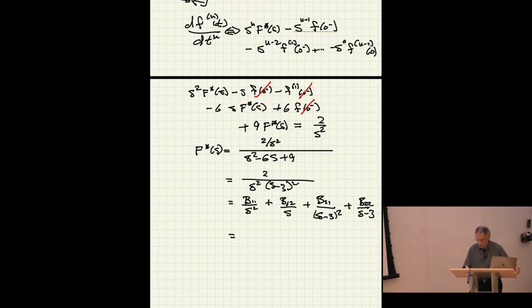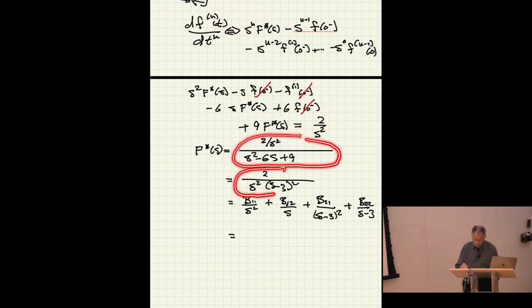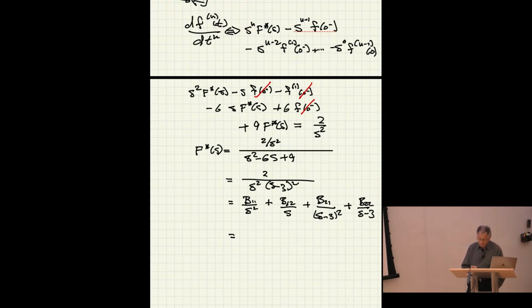And if you figure out what the b11 and the bij's are, simple calculation, what's the basic approach? If you want, say, b21, you multiply the function you have. Let me go back to a little right here. You multiply this whole function. Well, it's easier to look at this one. Multiply by s minus 3 squared, then set s equal to 3 in what remains, and you get the b21, etc.